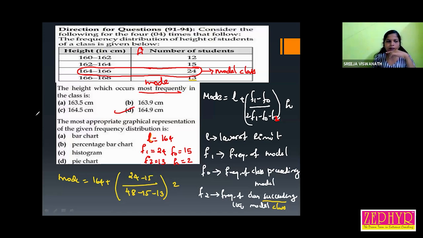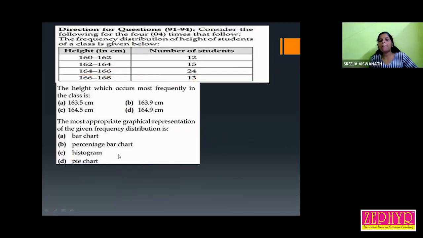So the next question. The most appropriate graphical representation of this frequency distribution. Given the frequency distribution, the options are: first, bar chart; second, percentage bar chart; third, histogram; fourth, pie chart.